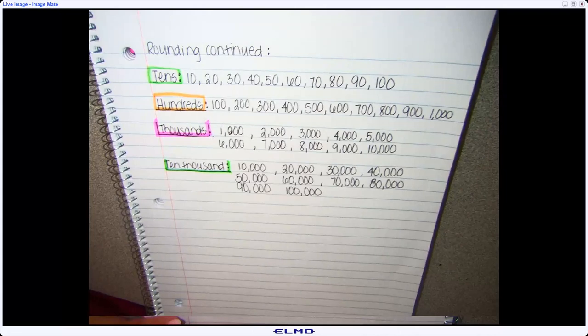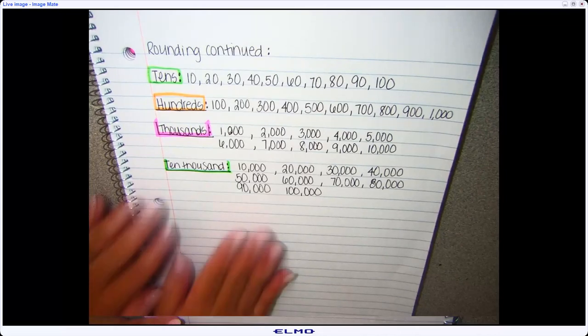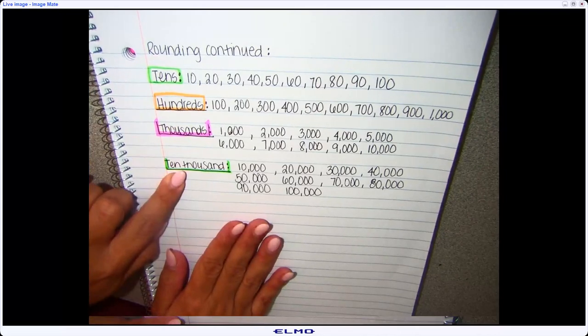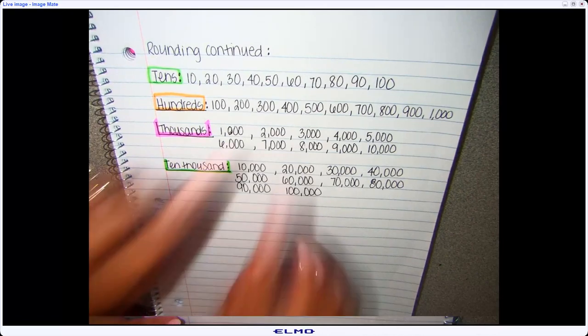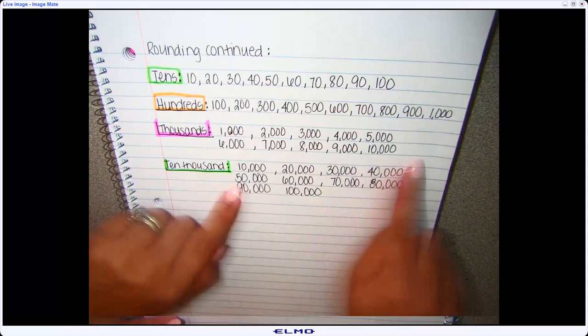So whenever they tell you to round to the nearest whatever of these, this is what your number should end in.